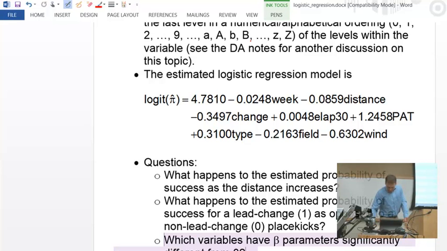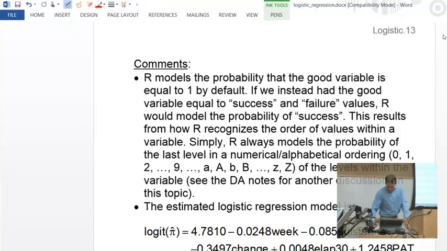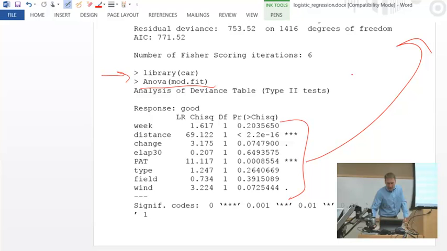Now, let's actually go back to the output. Those statements that we just made, we have to be a little bit careful about. For distance, obviously we see the p-value is quite small. So yes, there's sufficient evidence to indicate that beta does not equal 0. And given that there's a negative coefficient for that beta hat, I can say yes, the probability of success does decrease. With change, we have a somewhat small p-value there. So we can kind of say there is some evidence that indeed the probability of success goes down for a lead change versus a non-lead change place kick.